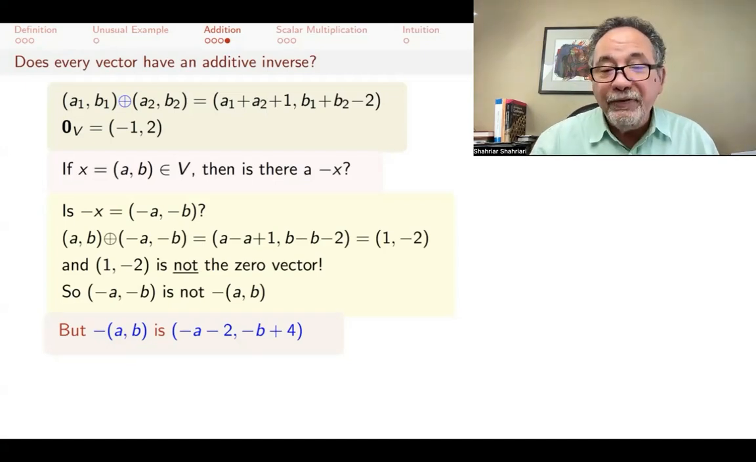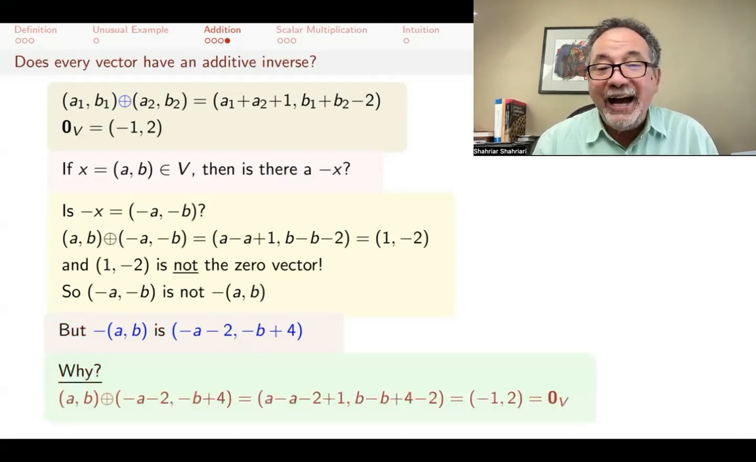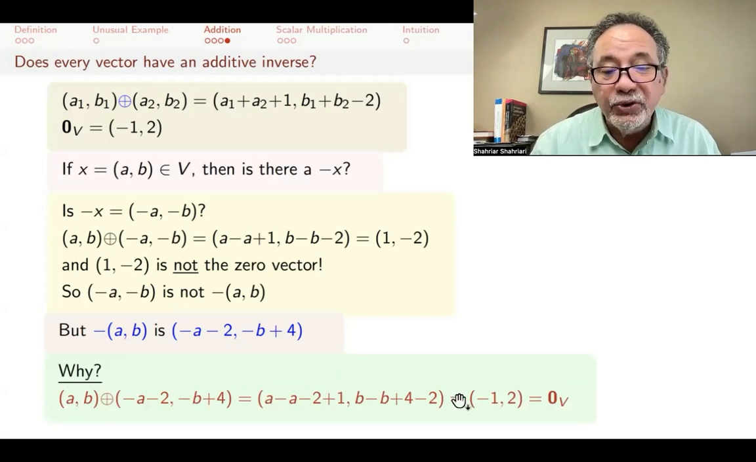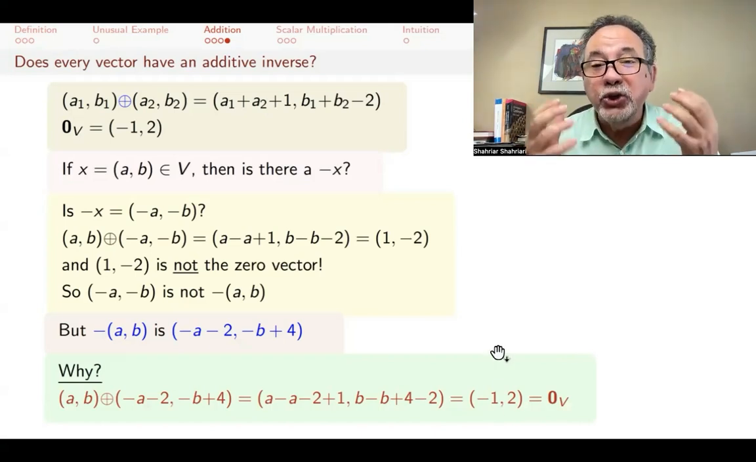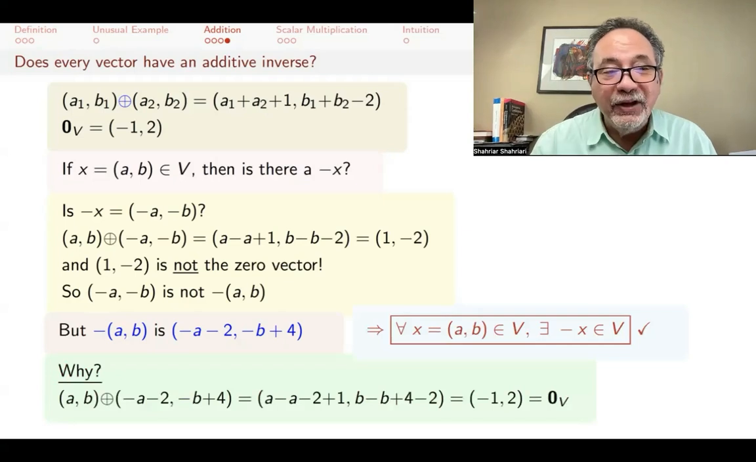How do I know if that's true? I know it's true if it satisfies the property. What happens if I add (a, b) to this guy who's claiming to be minus (a, b)? And if I follow the rules, I see that I get the zero vector. I get (minus 1, 2). I get 0, so this must be minus (a, b). And I do have additive inverses.